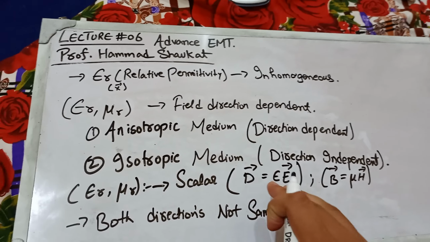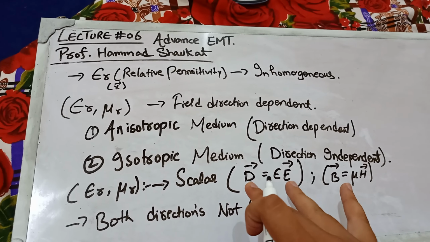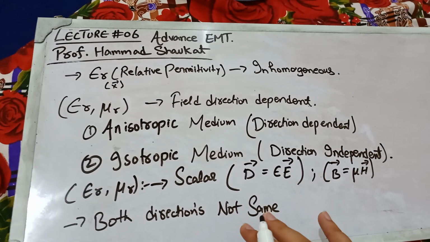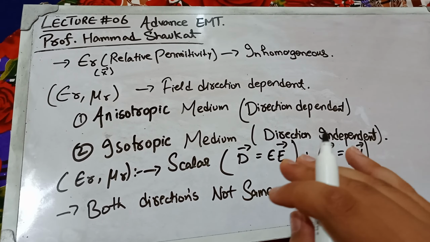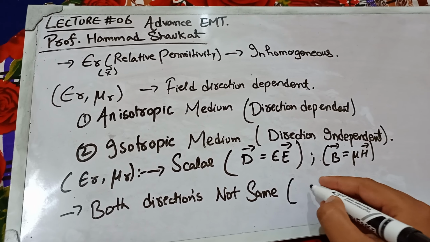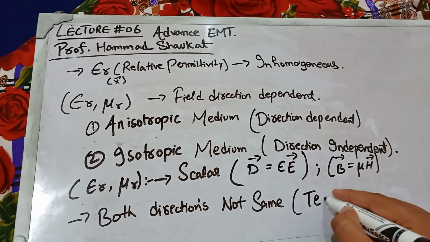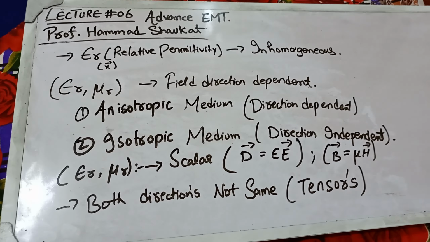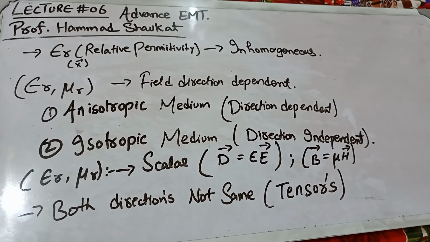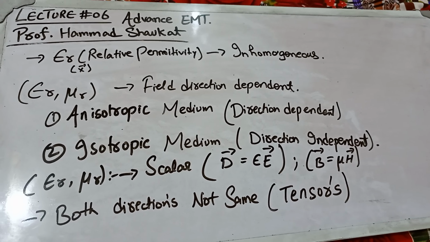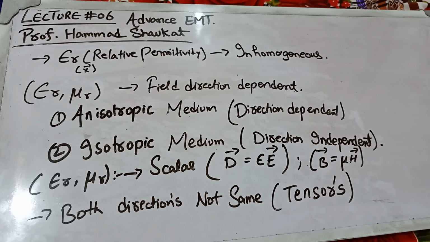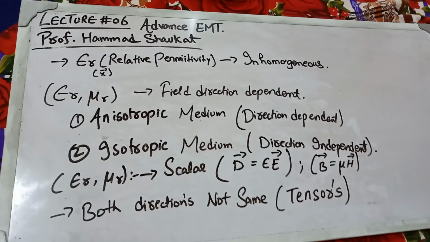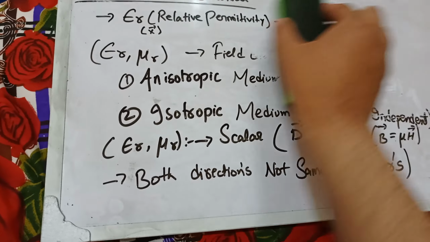If both of their directions are not the same, either for the case of the electric field or for the case of the magnetic field, if both the directions are not similar, then they are so-called tensors. Okay, tensors are a new relation in which both of their directions are not the same. So how can you write the matrix form of tensors?